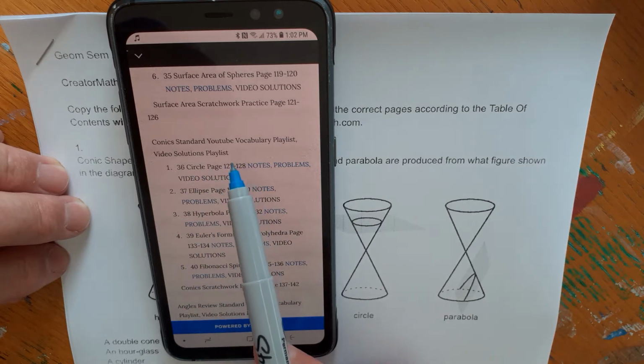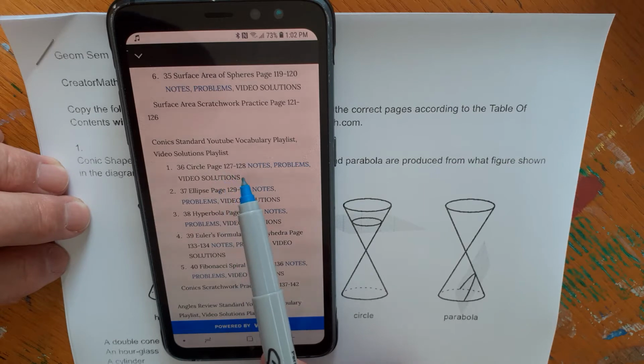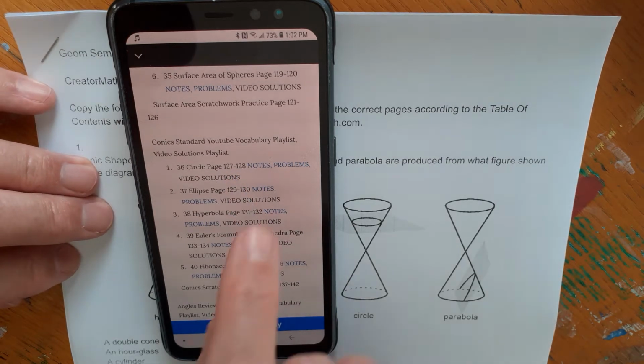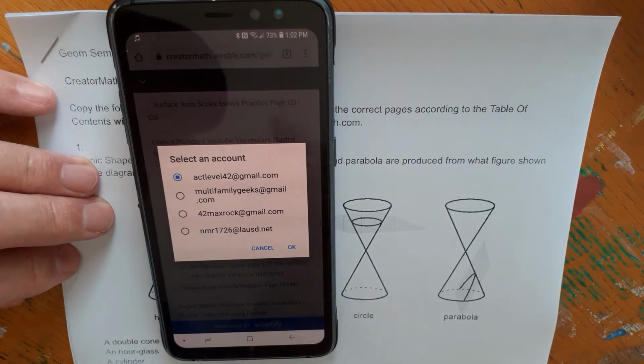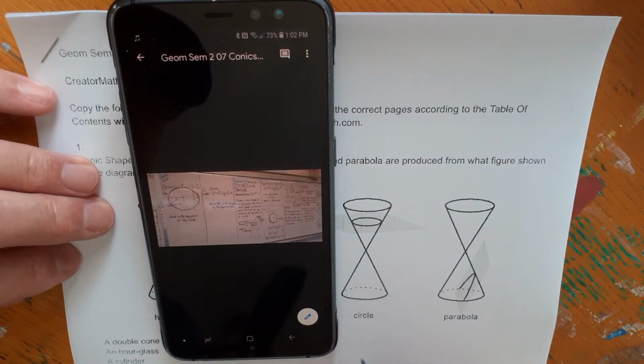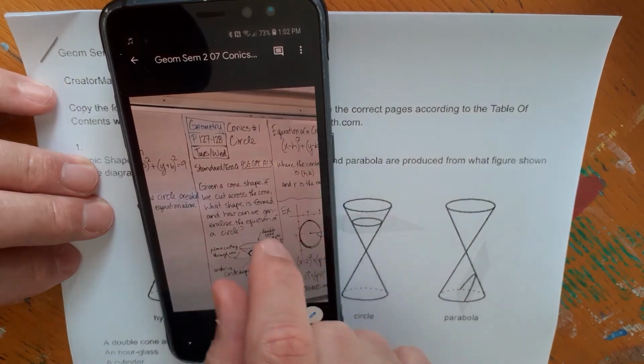So as of this writing, the notes for this go on pages 127, 128. Don't follow this video for the actual pages, though. Go to this table of contents on the website to verify its current page numbers. Here's notes. If I click that, it opens up an image of either the board or my notes. Let it load, and there you go.